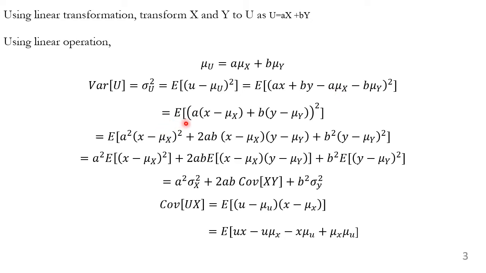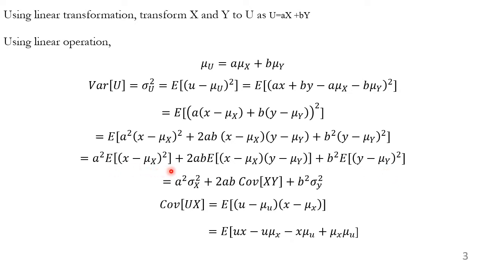We get the expectation of [a times (X minus mu x) plus b times (Y minus mu y)] whole squared. Expanding this further, I get the expectation of a squared (X minus mu x) whole squared plus 2ab (X minus mu x)(Y minus mu y) plus b squared (Y minus mu y) whole squared. Applying the principle of linear operation, this is a squared expectation of (X minus mu x) whole squared plus 2ab expectation of (X minus mu x)(Y minus mu y) plus b squared expectation of (Y minus mu y) whole squared.